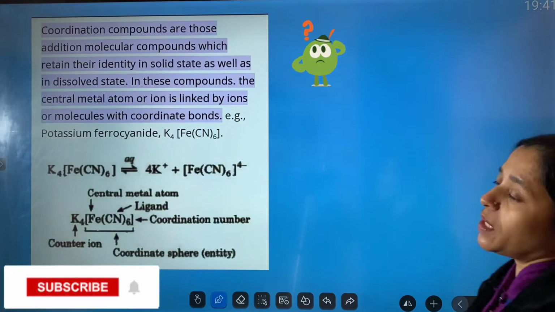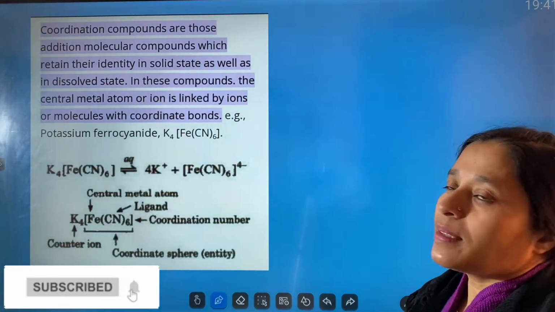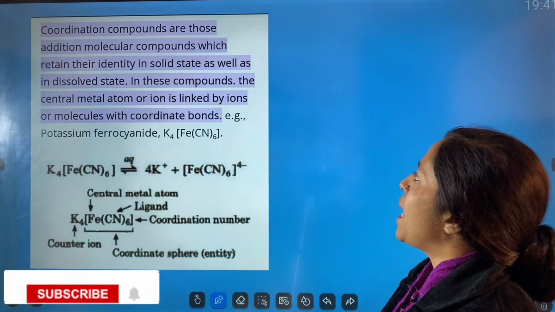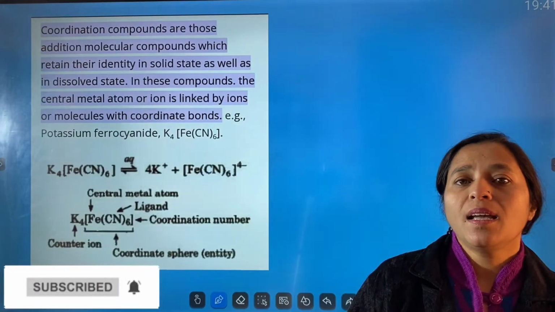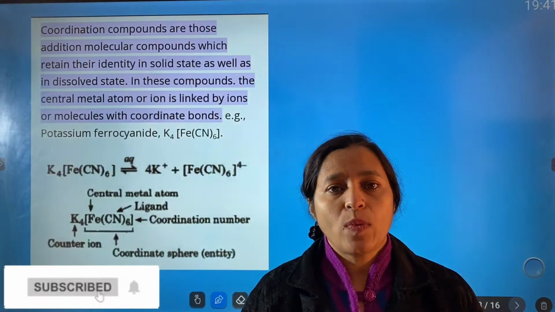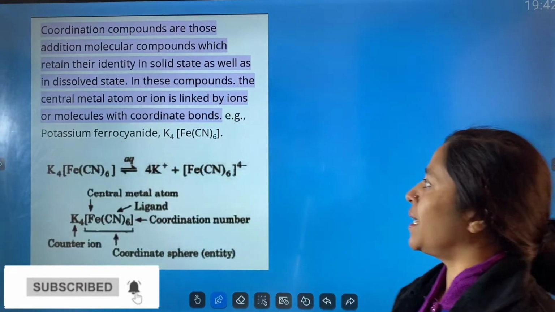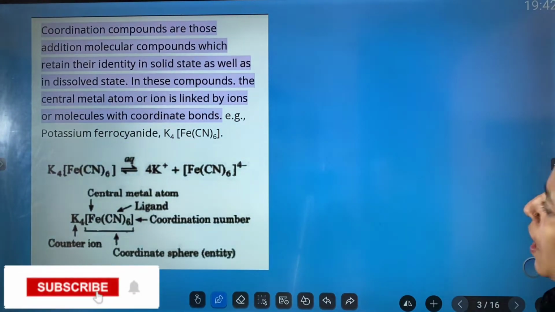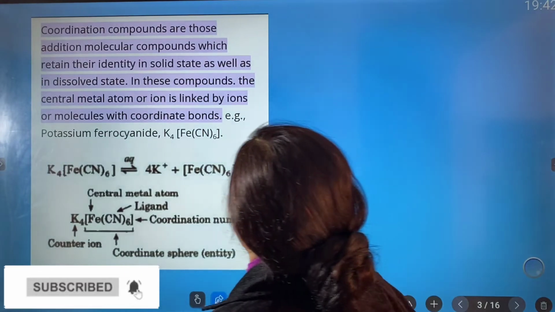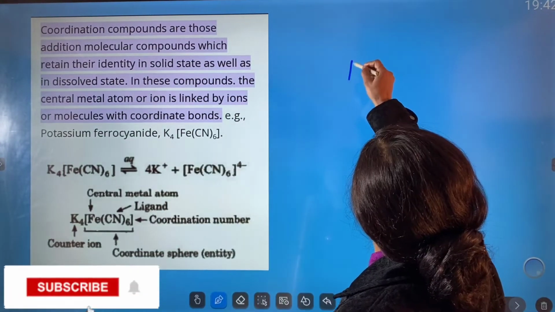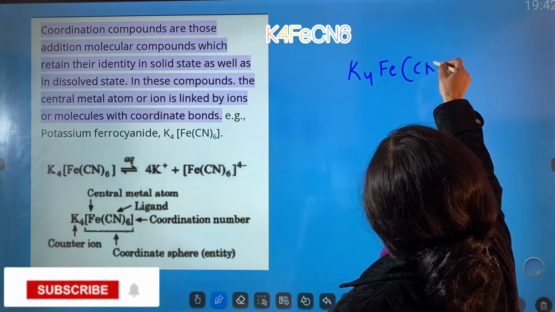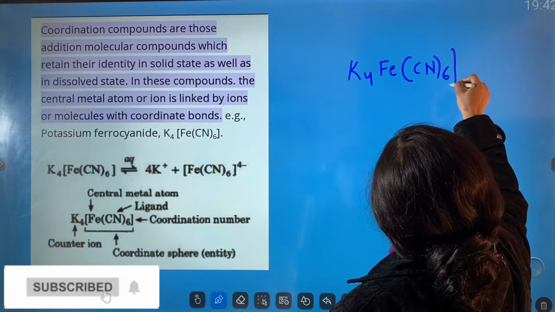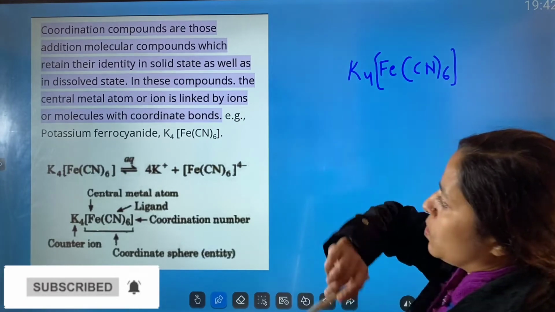Coordination compounds. What are coordination compounds? These are the additional molecular compounds, and the one important thing about them is that they retain their identity in the solid state as well as in the dissolved state. So how do these coordination compounds actually look? Suppose I am taking this compound K4[Fe(CN)6], okay, this is a compound.